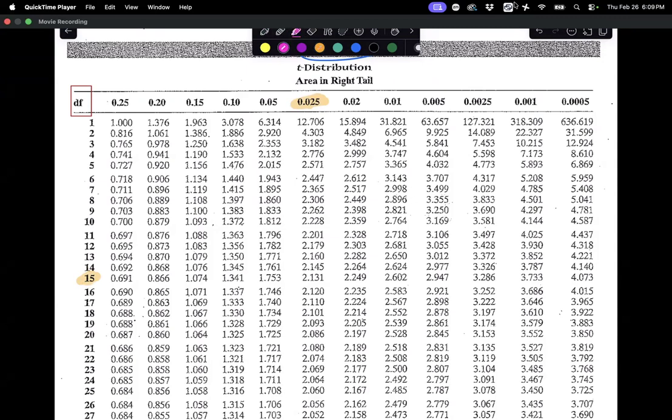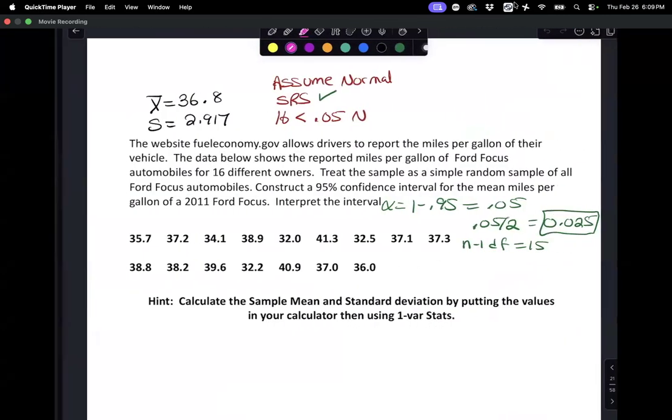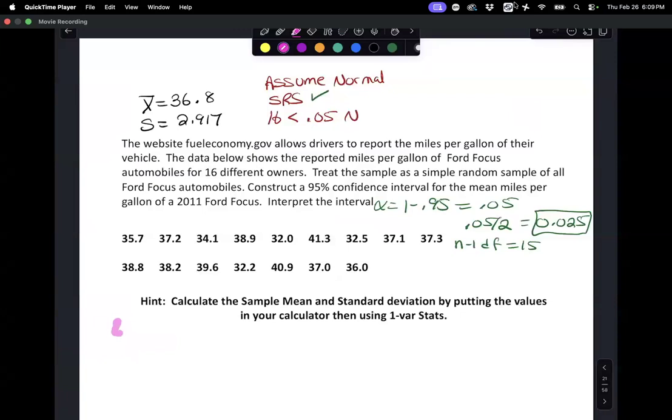Absolutely. 2.131 is what we're using. Perfect. So my T, oh, that's not a pen.